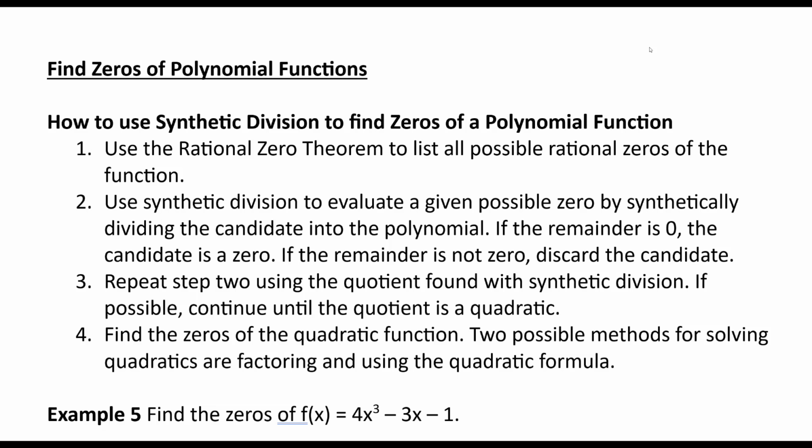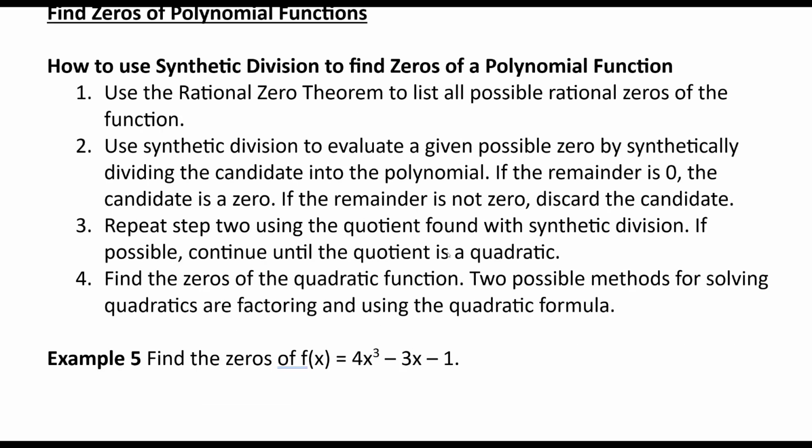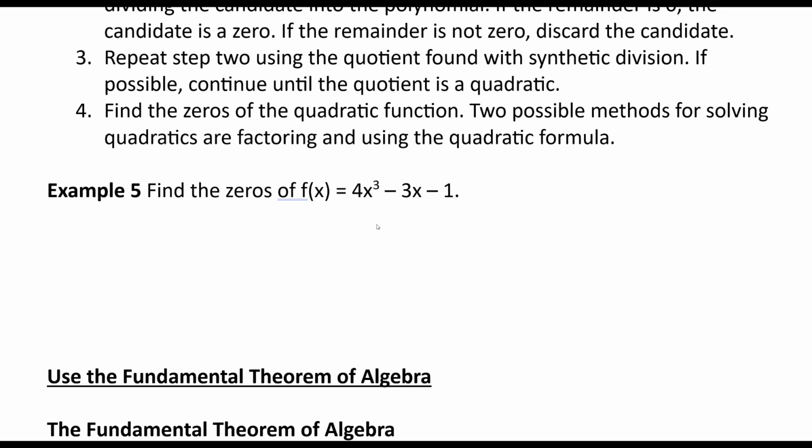Find the zeros of a quadratic function. Two possible methods are factoring, and I should say also synthetic division. And so there's three methods, and the quadratic formula. So let's look at this one here, for example 5.